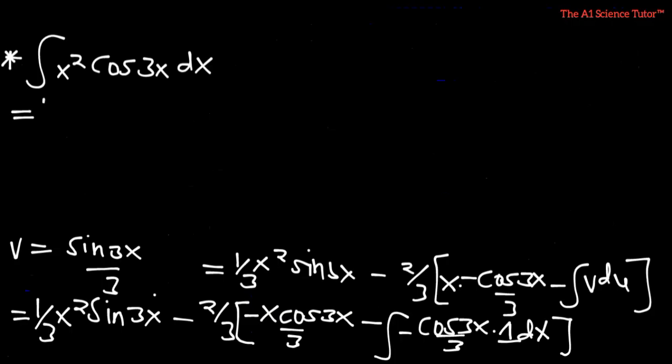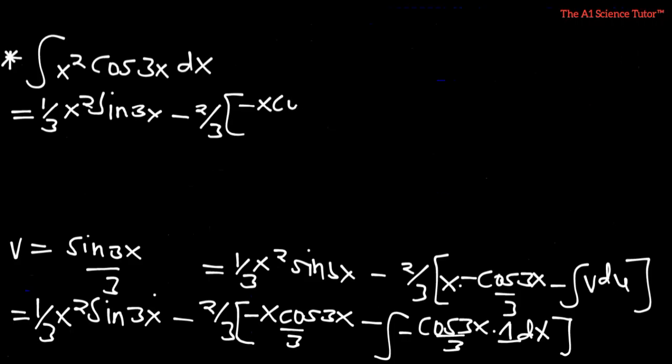So this gives us 1 over 3 x squared sine 3x minus 2 over 3. This is going to be negative x cos 3x over 3. And here we're going to have negative with another negative, creating a positive. Then this will be integral cos 3x over 3 dx.